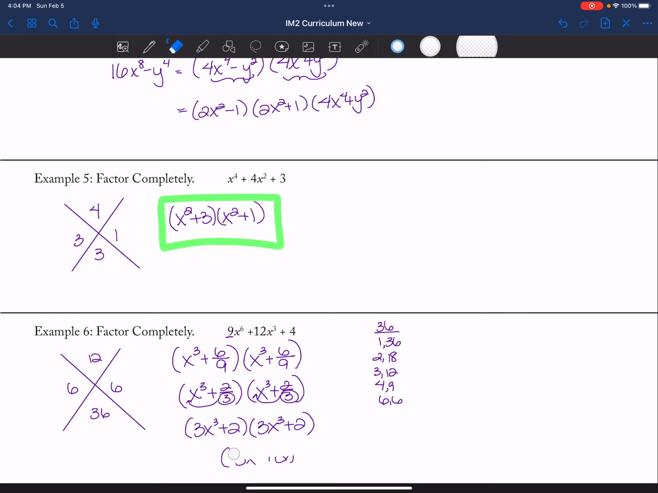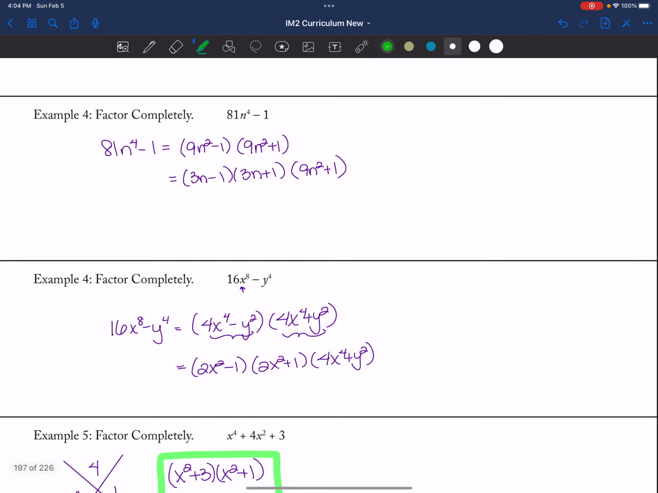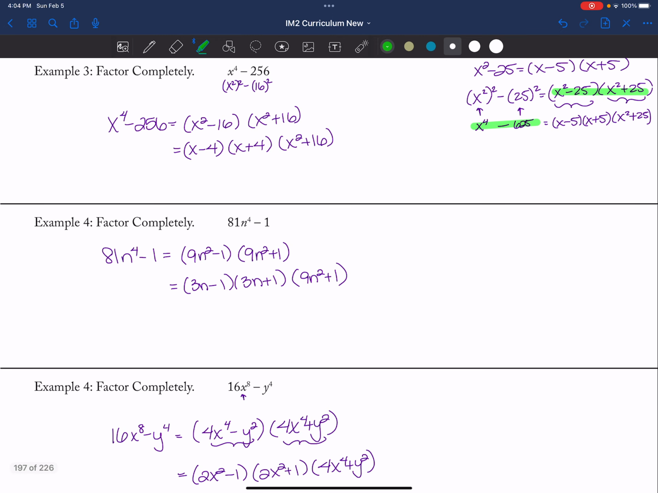Okay, I'm going to rewrite this because it looked a little messy here. Okay, and that is it for this lesson.